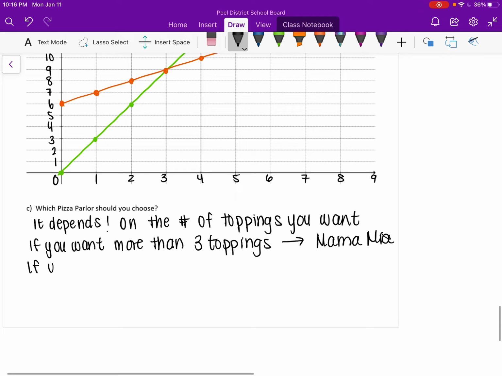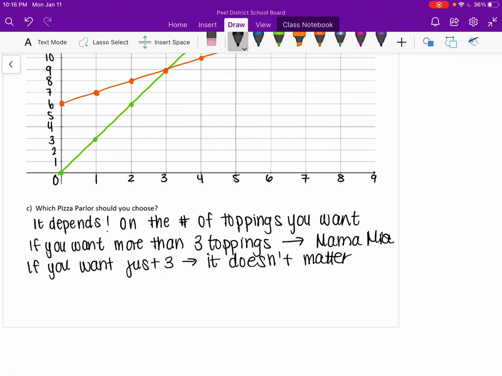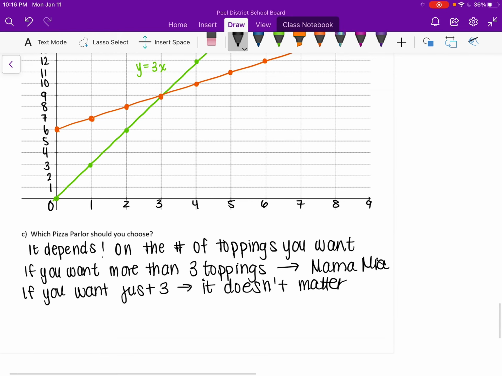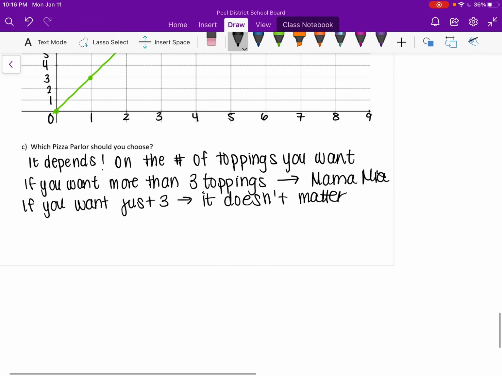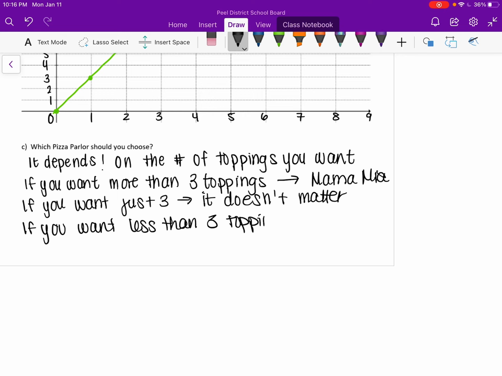If you want just 3 toppings, it doesn't matter. They both cost the same. And last but not least, if you only want 1 or 2 toppings, if you want less than 3 toppings, then our friends at Pizza Pie make sense.